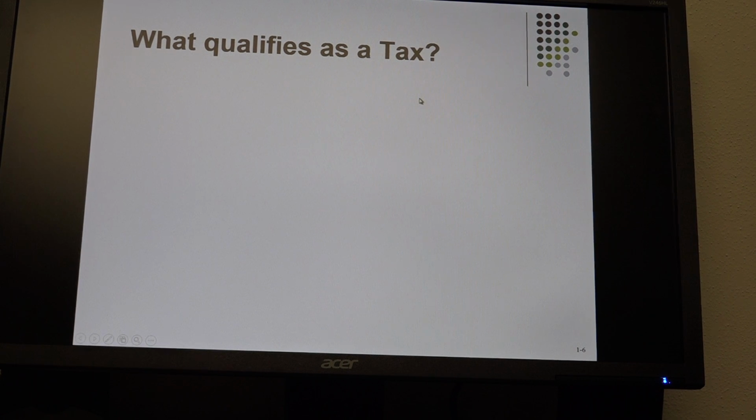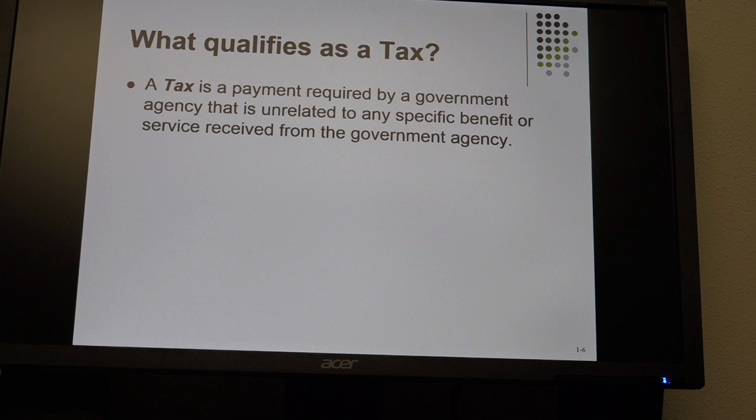So what qualifies as a tax? Not everything the government does when they collect money is considered a tax. And so the book defines a tax as a payment required by a government that is unrelated to any specific benefit or service received from the government. If there's a specific benefit or service received in exchange for payment, that's considered some sort of service fee, not a tax.